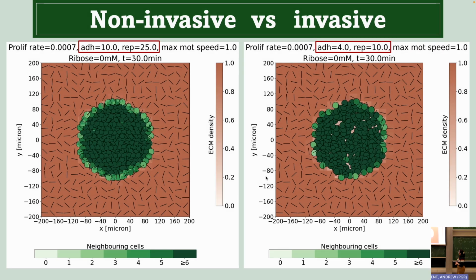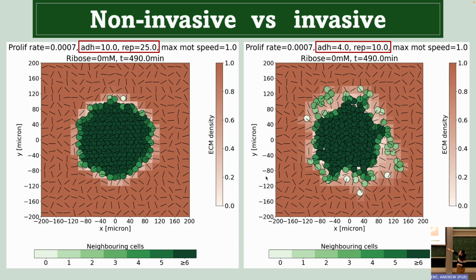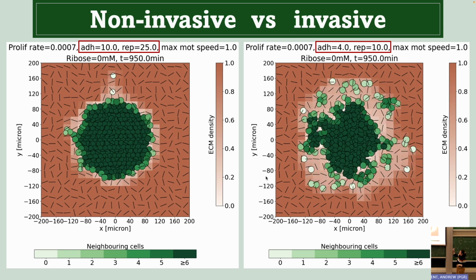But first, this is what it looks like. So on the right-hand side, same video as before, with adhesion 10, repulsion 10. On the left-hand side, adhesion 10, repulsion 25.